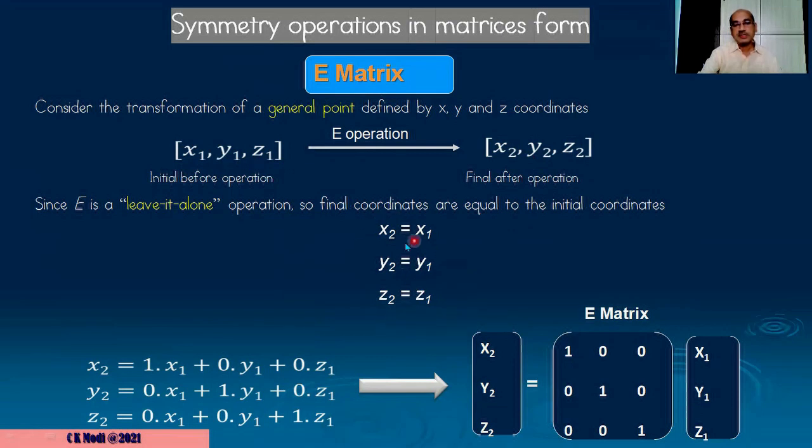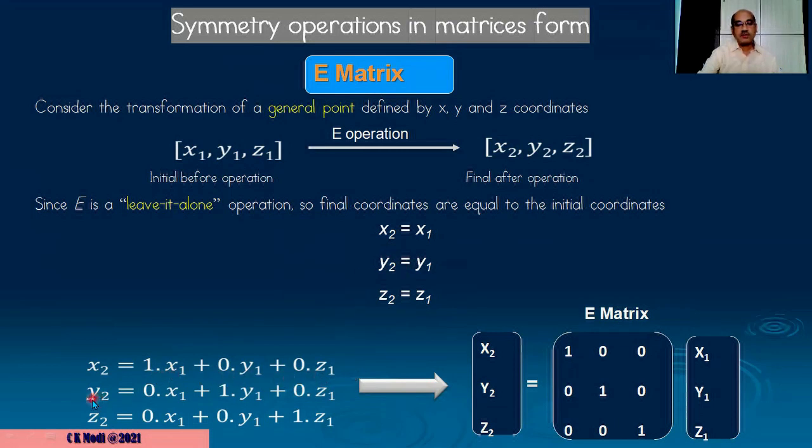So after performing E operations, x2 becomes x1, y2 becomes y1, and z2 becomes z1. So these are my final coordinates x2, y2, and z2. If we represent it three-dimensionally, on the x-axis the value is 1, so 1 x1, but on the y-axis it is 0, and on the z-axis it is also 0. So x2 = 1 x1 + 0 y1 + 0 z1.